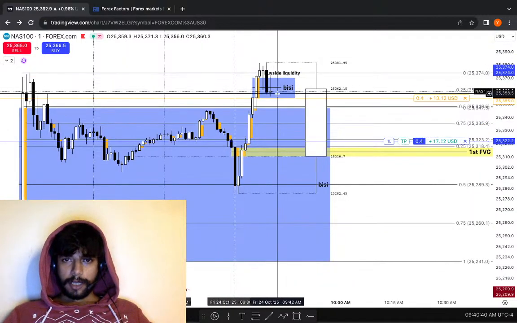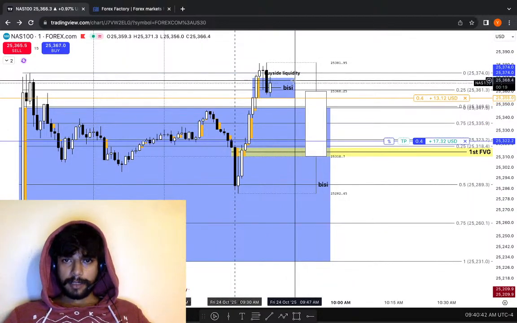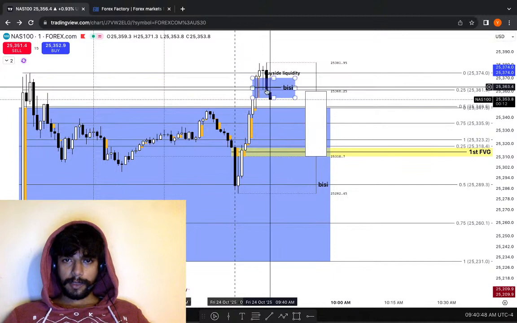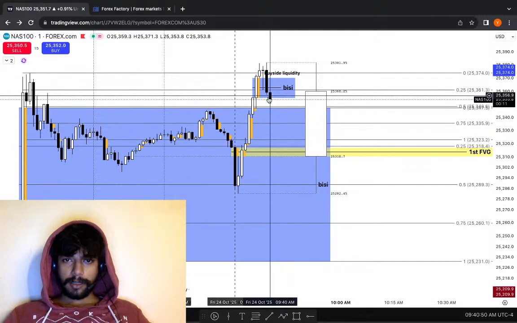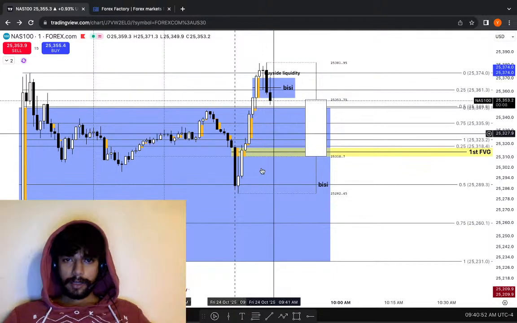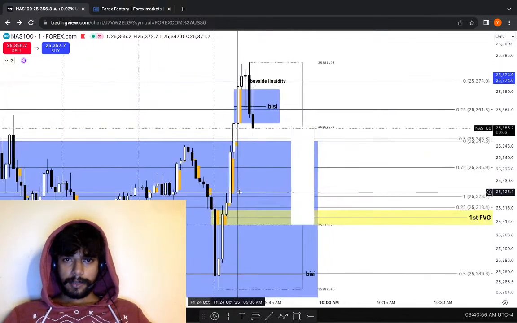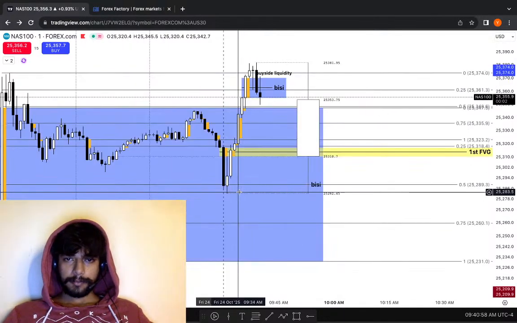But it looks like this gap, buy side imbalance, sell side inefficiency, if it doesn't hold within the next 2-3 candles, then yeah, just look at that. This is what I was expecting. Now they are going to take out this sell side right here. It looks like it. Let's see.